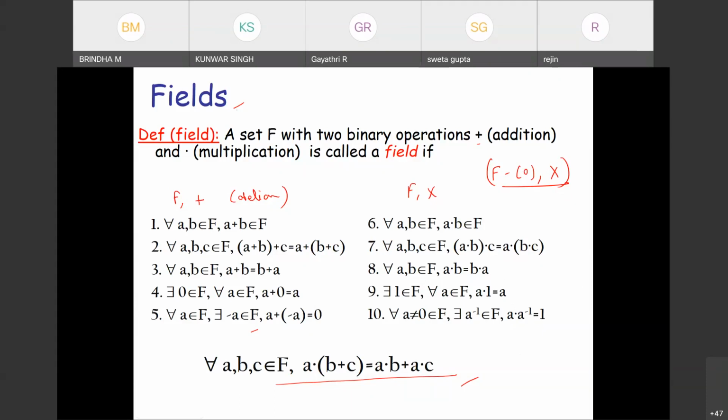Okay, so this is the field. I hope it is clear. A field is roughly equivalent to two groups, since there are two operations. The first group is F with addition. The second group is F excluding the 0 element with multiplication. These are all group properties. And then one more aspect is the distribution property. This is distribution.